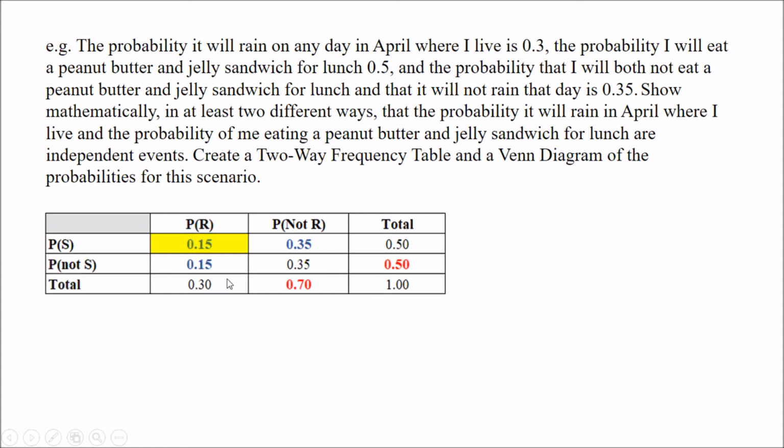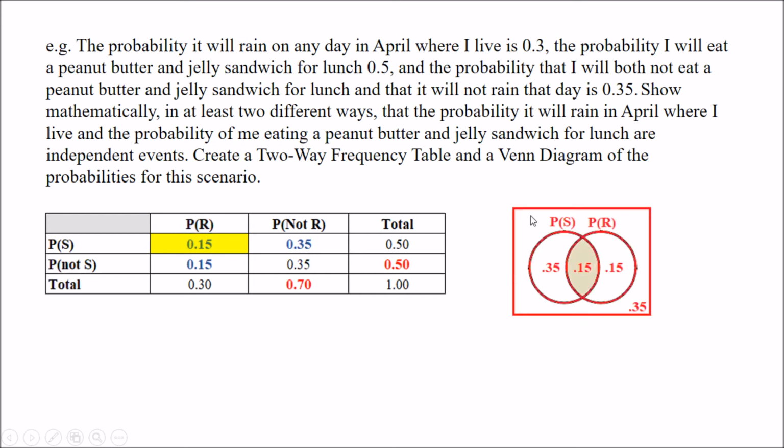With those four numbers in place, the black numbers, we'd then be able to figure out the two red numbers. 0.5 plus 0.5 is 1, and 0.3 plus 0.7 is 1. Once you'd have the two red numbers, then you'd be able to find the two blue numbers. 0.15 plus 0.35 is 0.5, and 0.35 plus 0.35 is 0.7. Once the blue numbers are in place, we'd then be able to figure out the probability of rain and eating the peanut butter and jelly sandwich, because 0.15 plus 0.15 is 0.3. Furthermore, 0.15 plus 0.35 is 0.5.